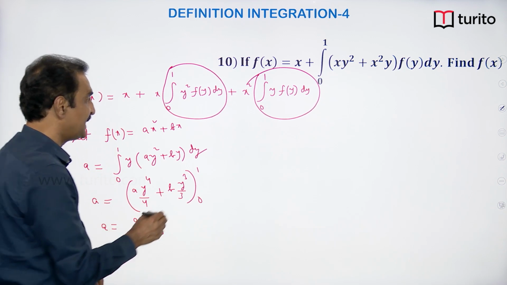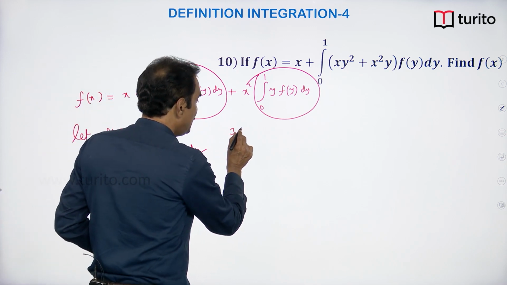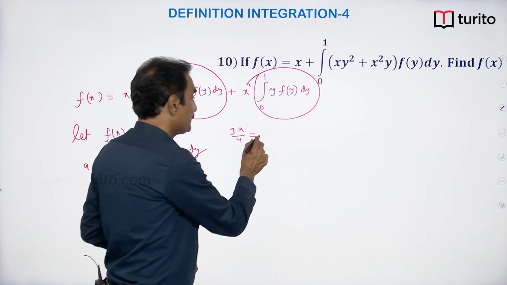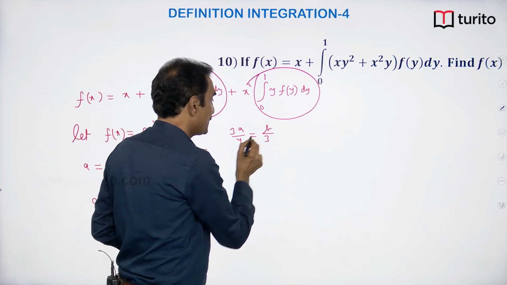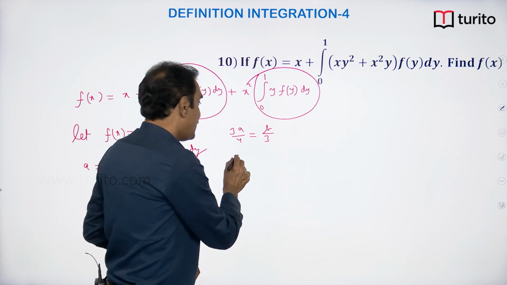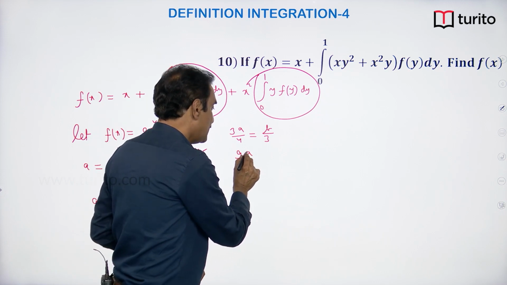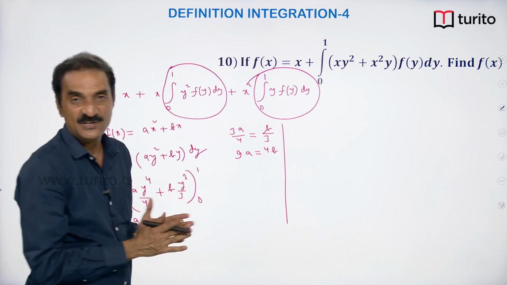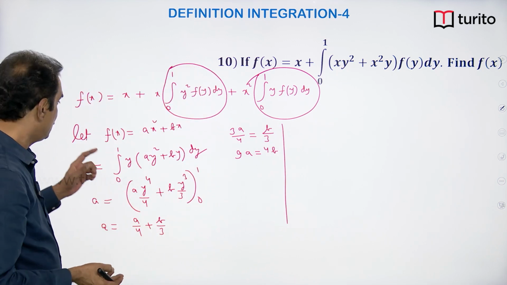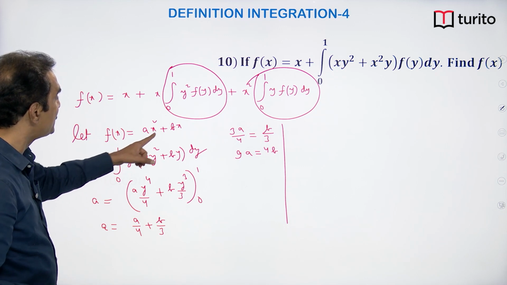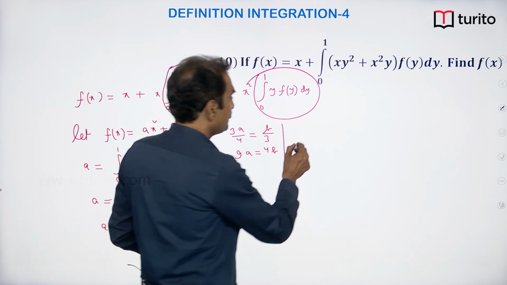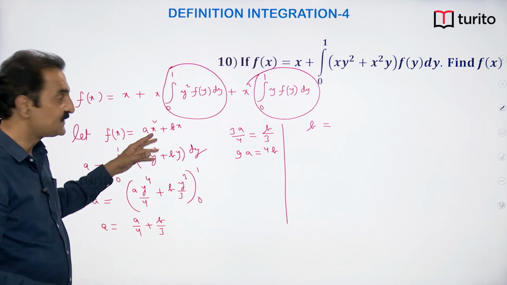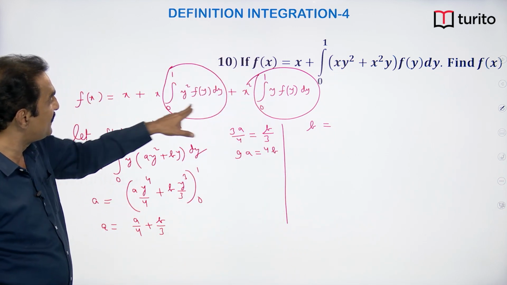Taking a by 4 this side, you will get 3a by 4 is equal to b by 3. So we get 9a is equal to 4b. We got one relation between a and b. Now compare the coefficient of x. b is the coefficient of x in the function f of x. What is the coefficient of x here?